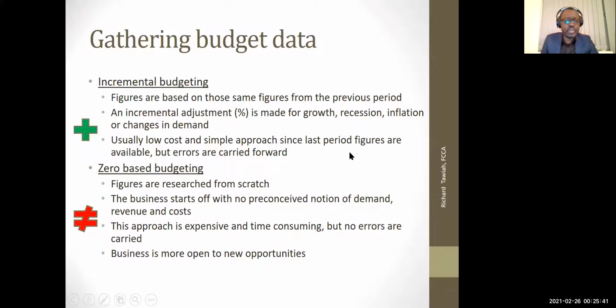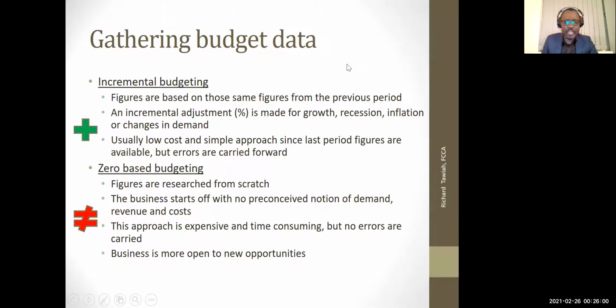Now, in terms of budgeting, budgeting deals with something we need. We try to convert these action plans into numerical data so that we can always use it for planning and for decision making. How do we gather data? There are some approaches to budgeting.